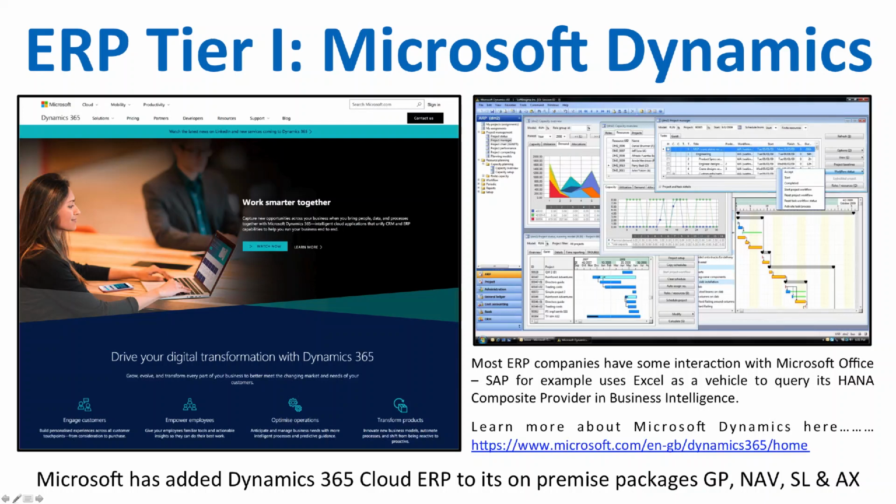Microsoft Dynamics is another tier 1 vendor. Their Dynamics 365 is a kind of composite cloud-based version of all their different acquisitions, which originally they weren't going to bring together into one area. You can still have Great Plains, Navision, Solomon and Axapta on-premise versions. But if you want the cloud-based version, Dynamics 365 is what they've been pushing.